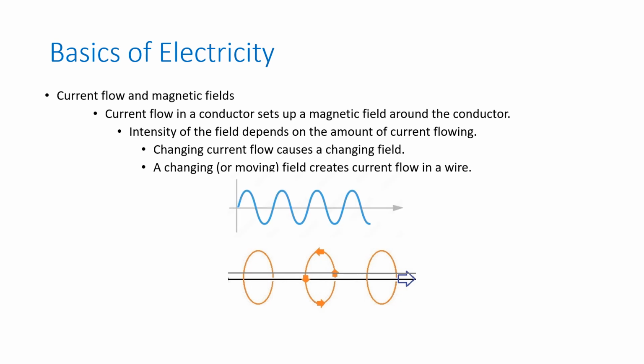Now, if the current flowing in the black wire is AC, so it's varying constantly, the field builds up and then it collapses, then it builds up in the opposite direction, then it collapses, over and over again. That means the field is always changing, so the lines of force are always cutting into the gray wire, so there will always be a voltage on the gray wire, and it will mimic the voltage in the black wire.